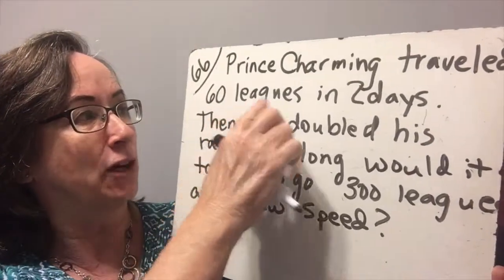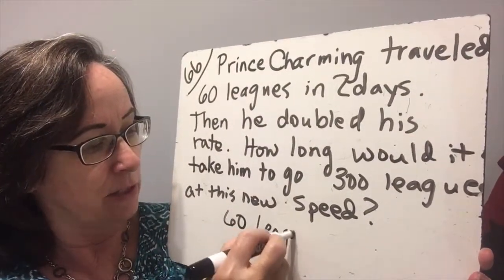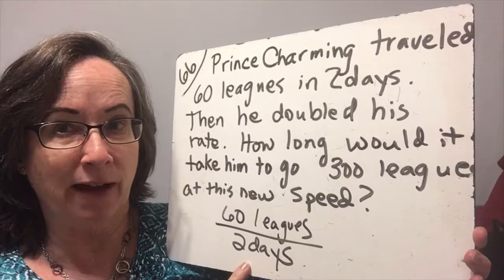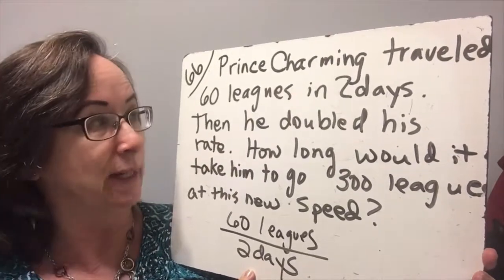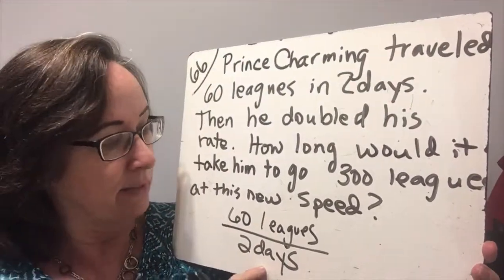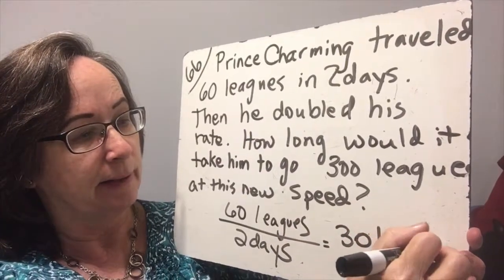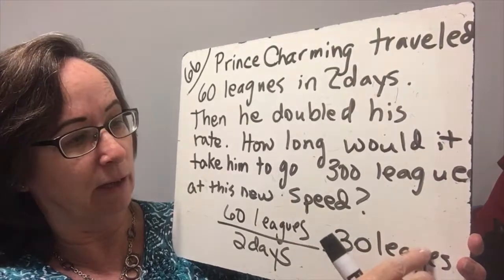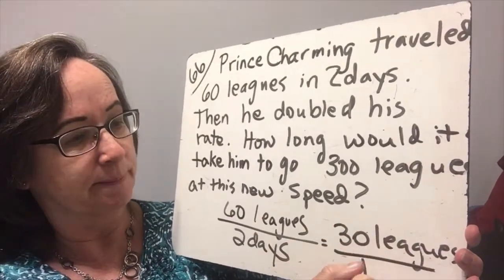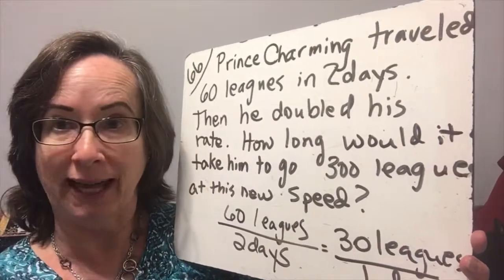Okay, so at first he was going 60 leagues in 2 days. Now we can simplify it here, or we can simplify it after we double it, but let's just go ahead and simplify it. If he's going 60 leagues in 2 days, then wouldn't he be going 30 leagues every day? Okay, so L-E-G, oops, I misspelled leagues. Leagues in 1 day. Okay, so he's clipping along at a rate of 30 leagues per day.